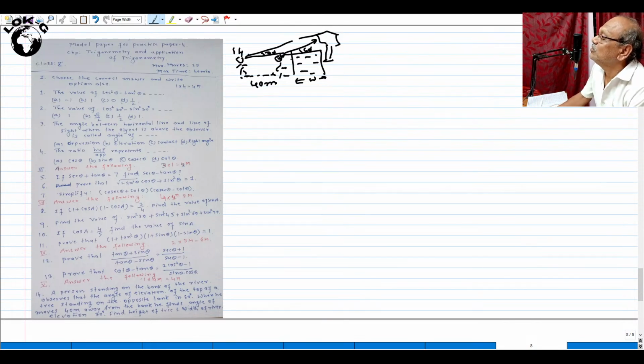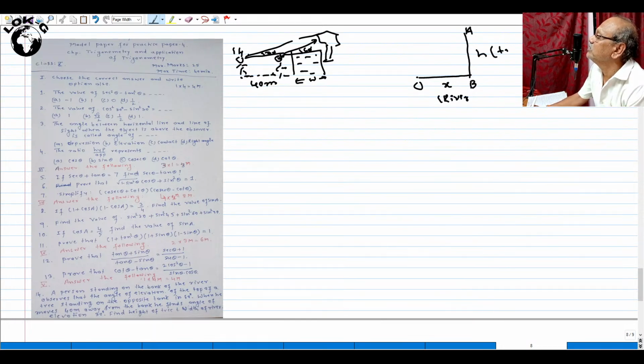Okay, we just don't draw diagrams like this. You just use the lines. Okay, so let me take this one, this AB. Let us take this AB to be the tree, right? O be the observer. This OB distance, let us take it as X. This is the width of the river, right? This AB is equal to H, the height of the tree, right? This angle of elevation is given as 60 degrees.